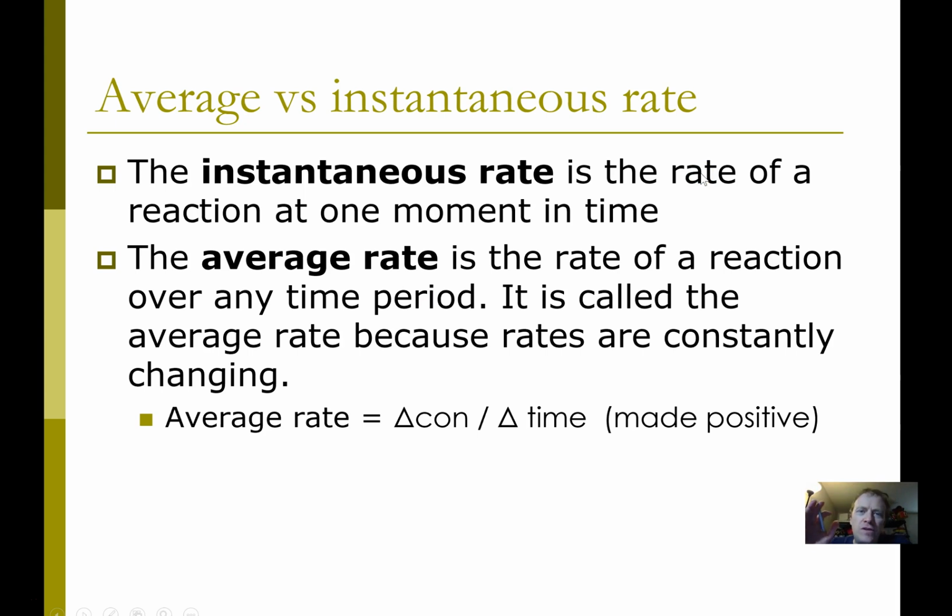So that brings up a couple of terms here that we need to think about very carefully. Since the rate is not constant, the rate's always changing, we speak about the instantaneous rate, which is the rate of a reaction at one particular moment in time. But then we could also talk about the average rate, which is the rate of a reaction at anything other than just an instant. So the average rate is the rate over time. Now, average rate is change in concentration over change in time, always made positive. So we can use that little expression to find the rate of a reaction.